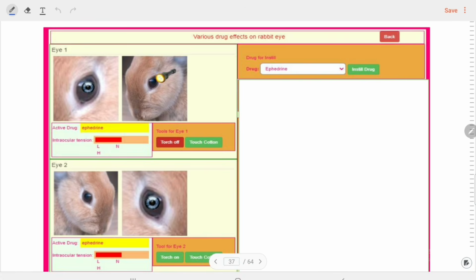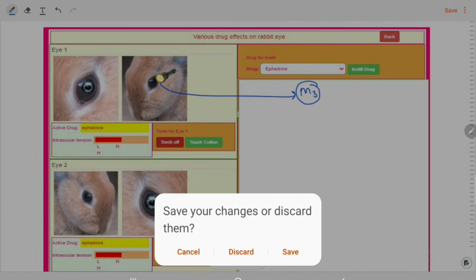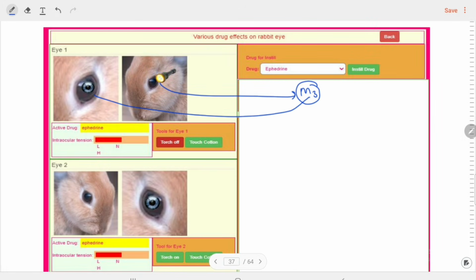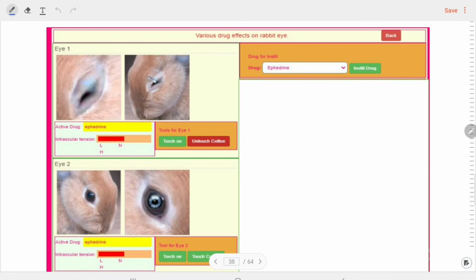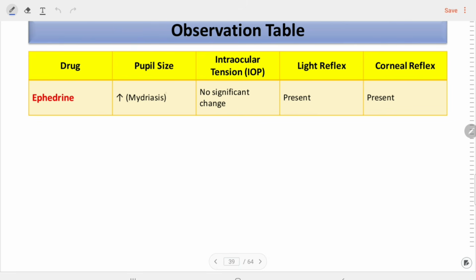What about the light reflex? Light reflex is present because of the activation of the M3 receptors. Light causes the activation of the M3 receptors. So here the light reflex is present and it will lead to the meiosis. Corneal reflex is also present because there is no blocking of the sodium channels. So here we can see pupil size is increased, mydriasis, no significant change in the intraocular tension. Light reflex is present because of the M3 receptors, and corneal reflex is also present because of the sodium channel opening.